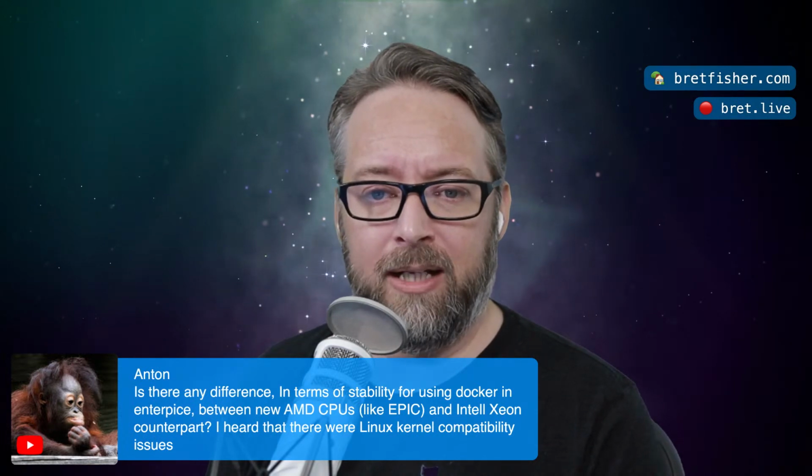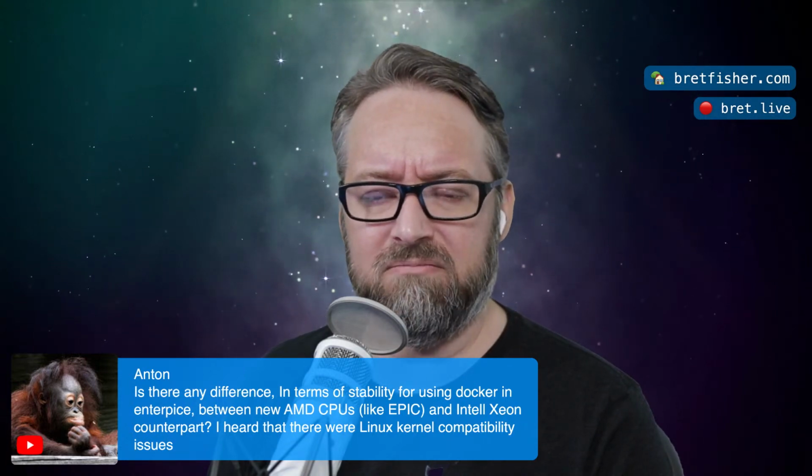Is there any difference in terms of stability for using Docker in enterprise between new AMD CPUs like EPYC and Intel? I've heard there were issues with Linux kernel compatibility issues. I can't tell you. I don't have a single customer using AMD in production like that. Well, I'm sorry, I was reading that as ARM. So you're saying ARM, Intel, and AMD? I've never heard of any. No, I've never heard of anything. I'm sure that there's things that exist, but they're super obscure. I don't have anybody telling me that they've had problems with AMD versus Intel. To me, that's a kernel issue, not a Docker issue. That's more about Linux kernels, not Docker.